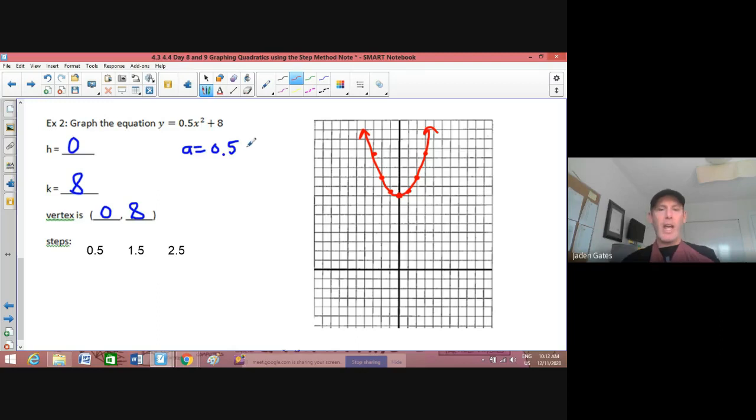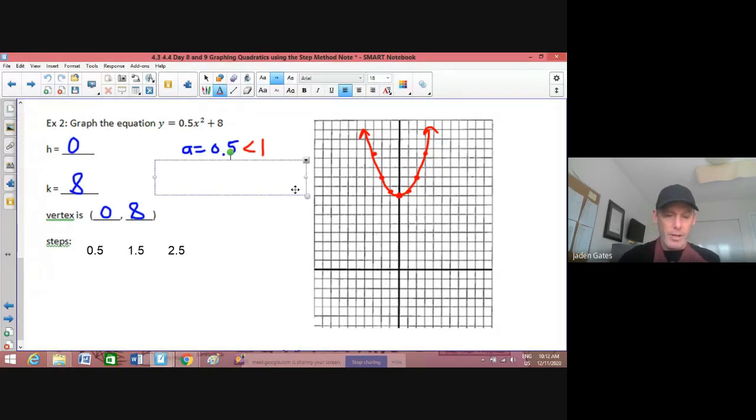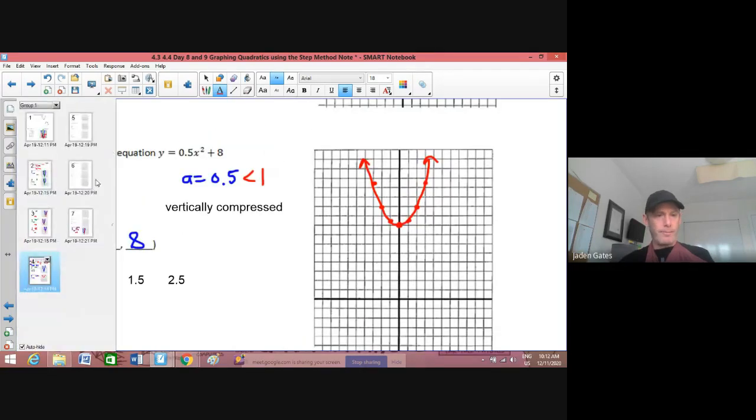And again, my a value here, I look at just the number because the sign is telling me it opens up, which it did. And because it's less than 1, this has been vertically compressed. It looks like somebody pressed on this parabola from both the top and the bottom. Vertically compressed. All right, let's try a few more.